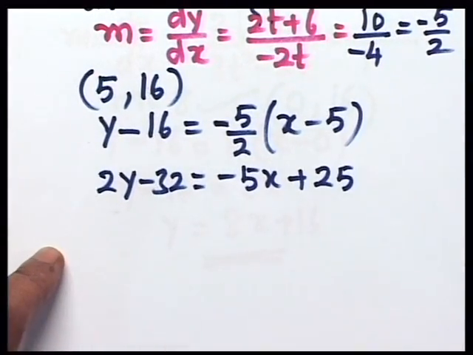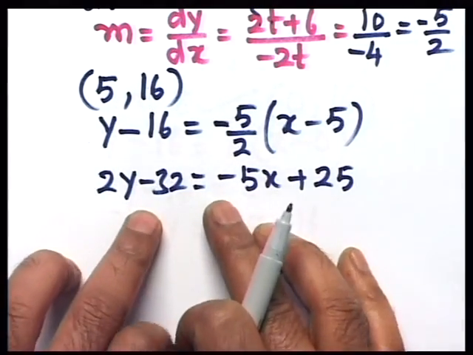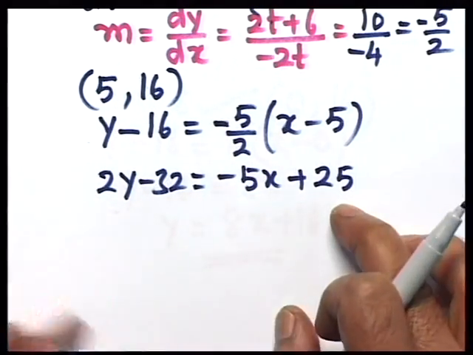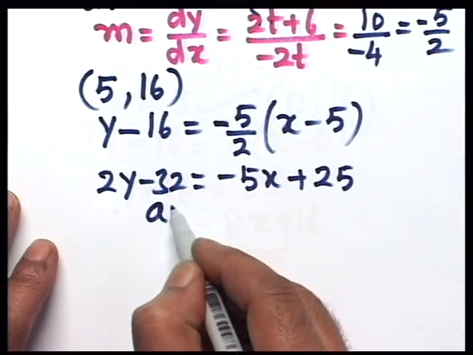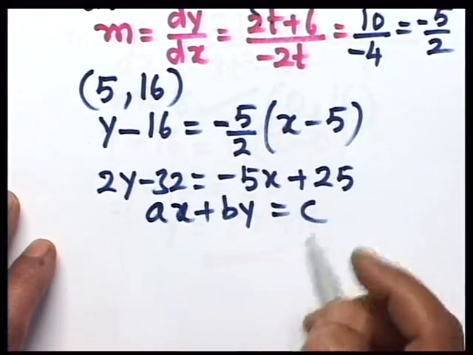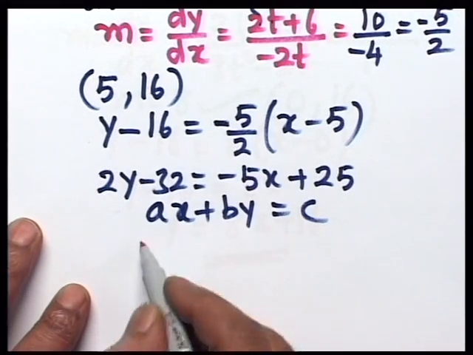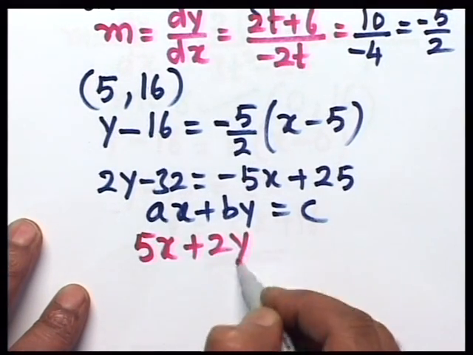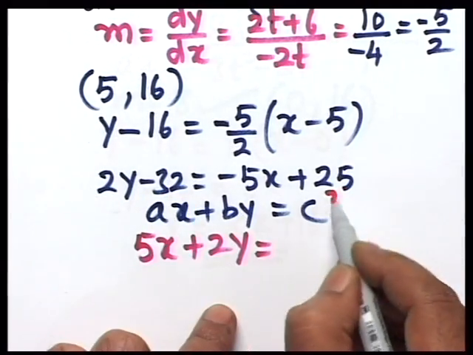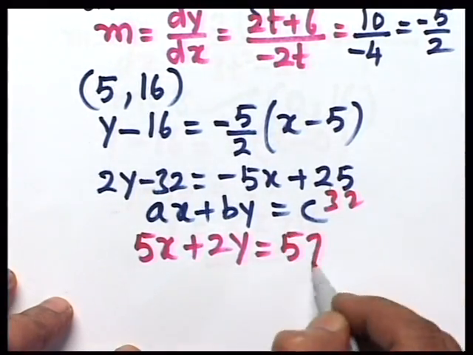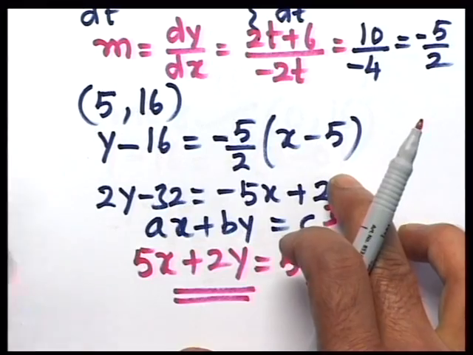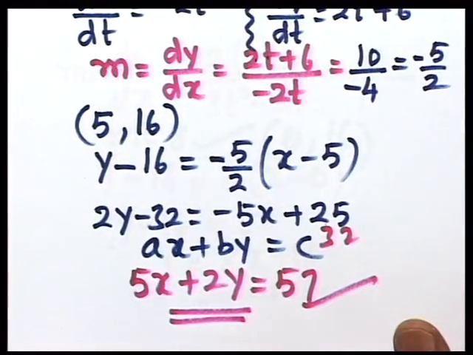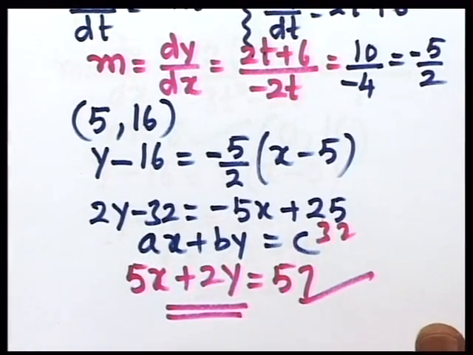Depending on what the examiner wants, sometimes they want you to express the answer as y equals mx plus c, then you make y the subject. Here, I'm saying just write in the form of ax plus by equals c, right? So we keep the x and y on one side, so we will have 5x plus 2y equals 25 plus 32, which will be 57, okay? So we can leave the answer like that. Just be careful, read the sum, what the examiner wants you need to know. So we did 2 questions on equations of tangents, right?